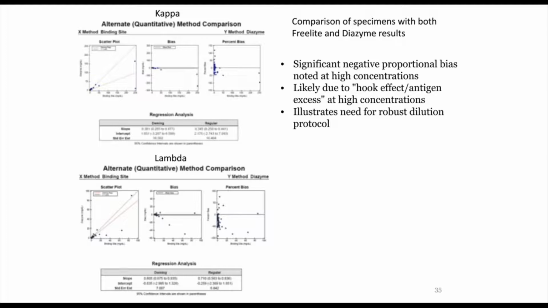We then analyzed the data from the remaining 49 specimens which did have both binding site and Diazyme results. Shown here is a method comparison plot between the binding site and Diazyme assays for both kappa and lambda, with the binding site or predicate assay on the x-axis and the Diazyme assay on the y-axis. The data shows significant negative proportional bias at high kappa and lambda concentrations. This is most likely due to the "hook effect" or antigen excess seen in the Diazyme assay at high concentrations. This also illustrates the need for implementation of a robust manual dilution protocol for the Diazyme assay.